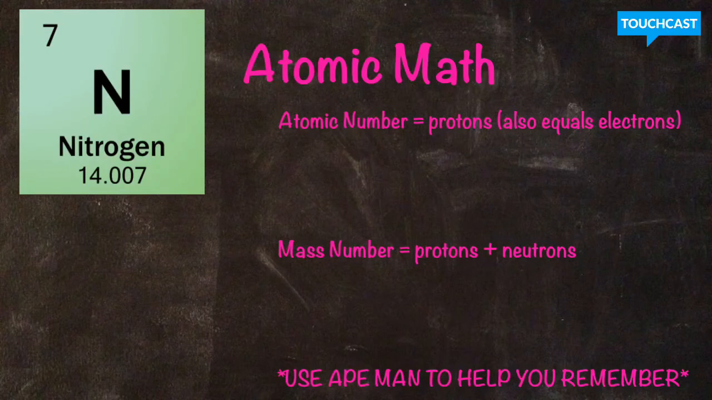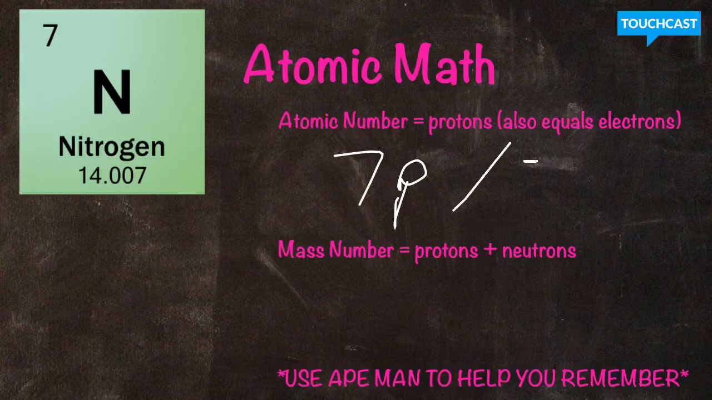Okay, let's get into some atomic math. I'm going to use nitrogen as your example again, so make sure that you get this all written down. So the atomic number is equal to the number of protons and also equal to the number of electrons, which is how we get a stable and neutral overall charge for our atom. In the case of nitrogen, your atomic number is 7, which means you have 7 protons and 7 electrons.